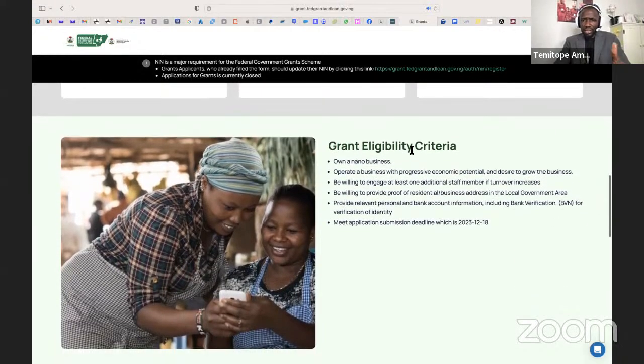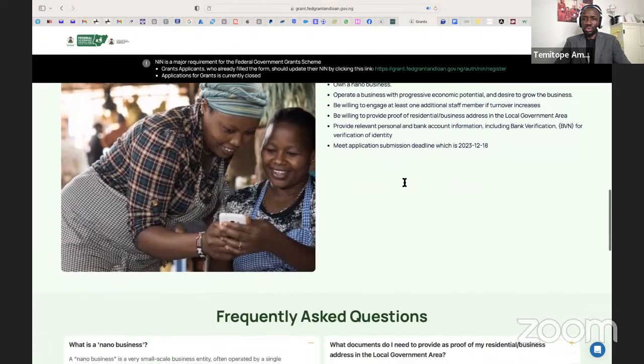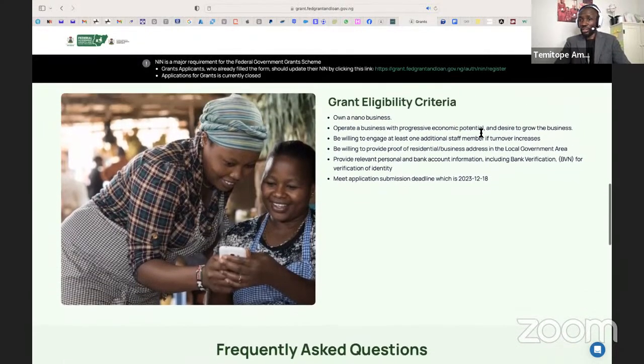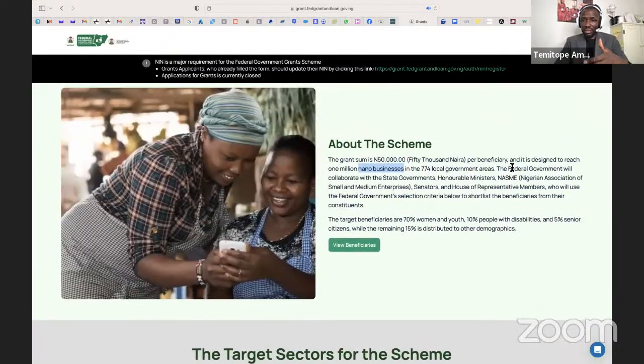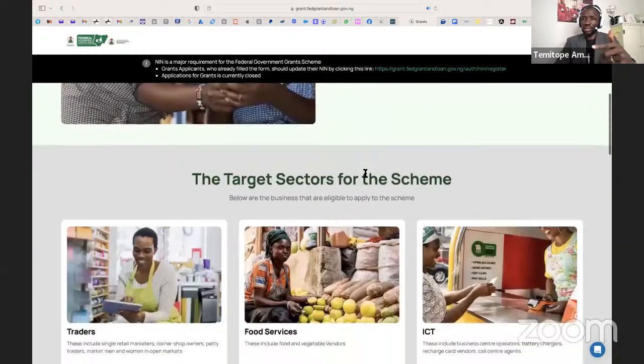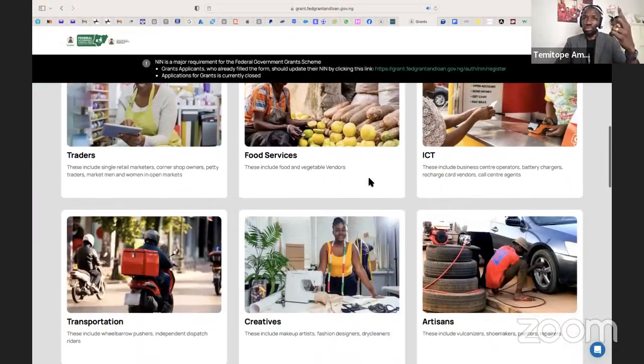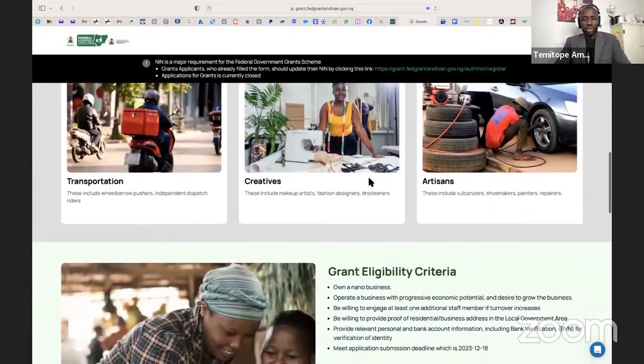So like I said, the eligibility is: own a nano business, operate a business around you, operate a business with progressive economic potential, be willing to engage at least one additional staff member if turnover increases. So imagine if your turnover increases, you could create one job. So if the number that the government is targeting is around 1 million businesses and you are now creating one job, that is 1 million jobs.